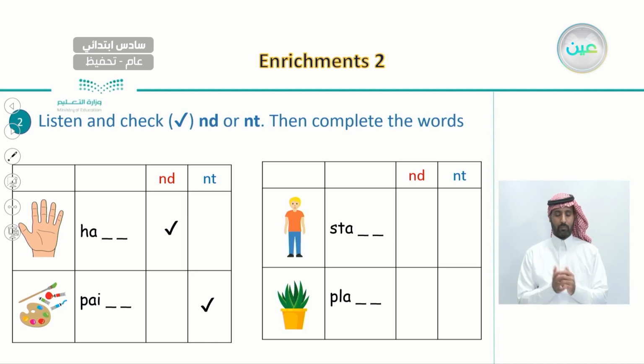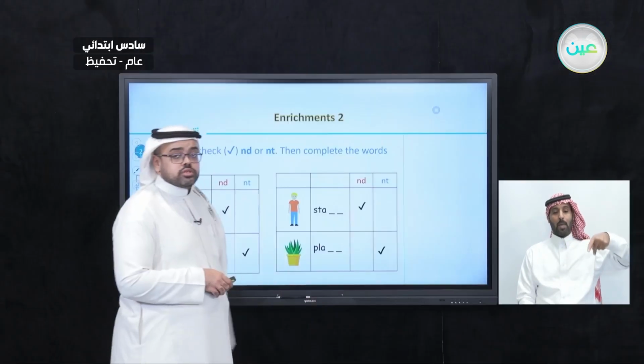We listened to hand and then we put a check mark here and then we wrote the missing letters. And after this, we listened to the second word, which is paint. Paint ends with NT, so here we put a check mark, and here we wrote NT. And the third word was stand. Here we added ND, we put a check mark on ND, and also we wrote the missing letters here. And finally, the last word was plant. Here we put a check mark, and we wrote NT here.